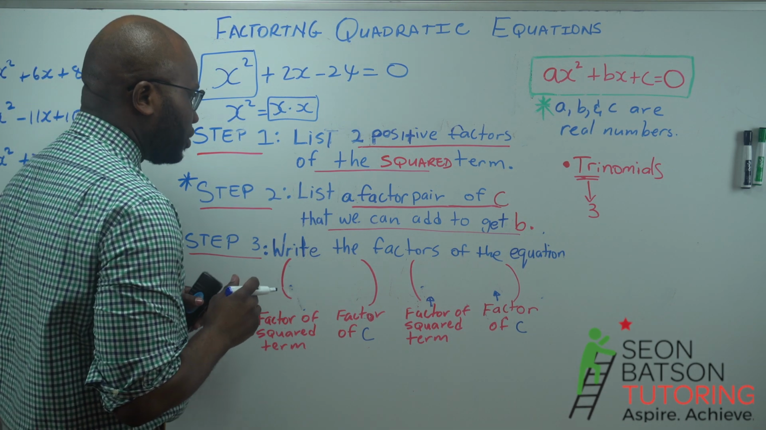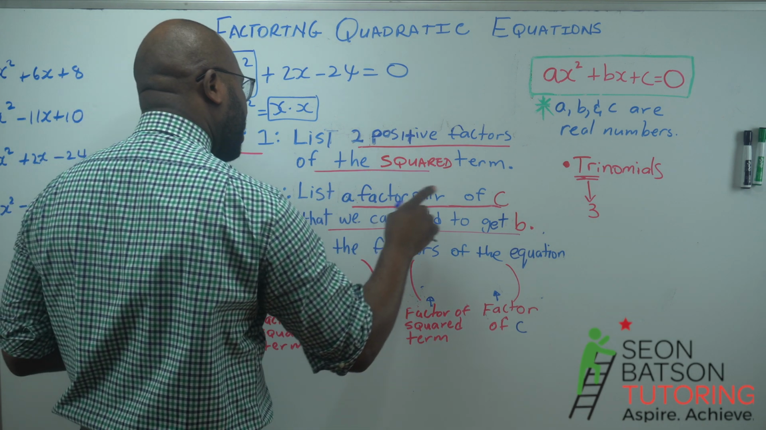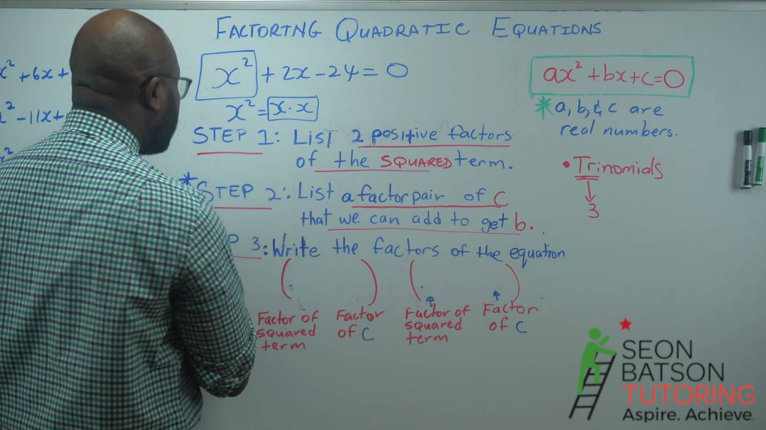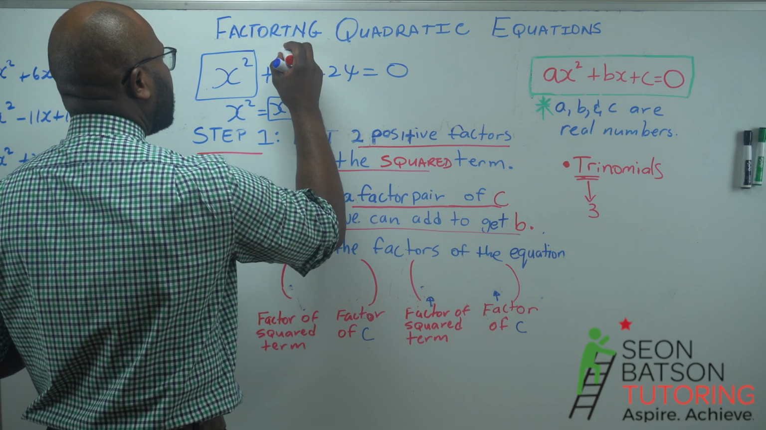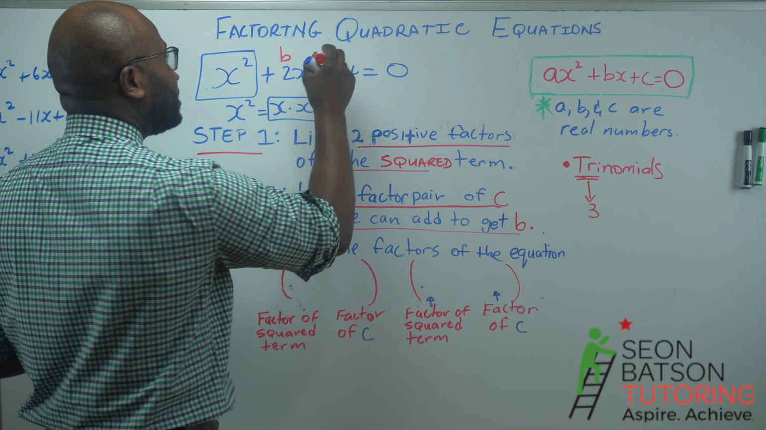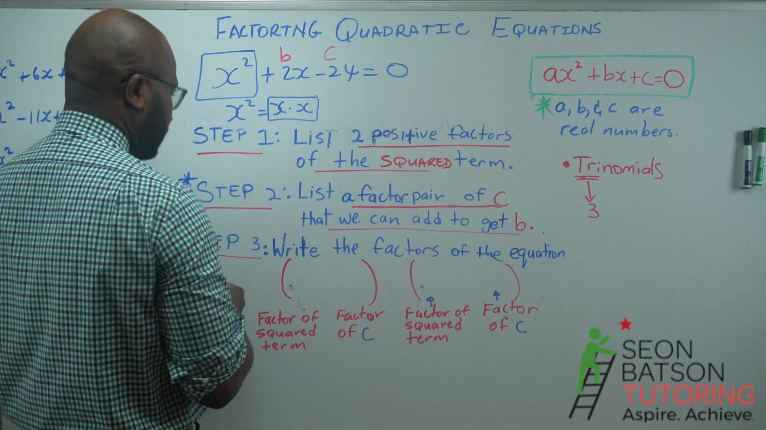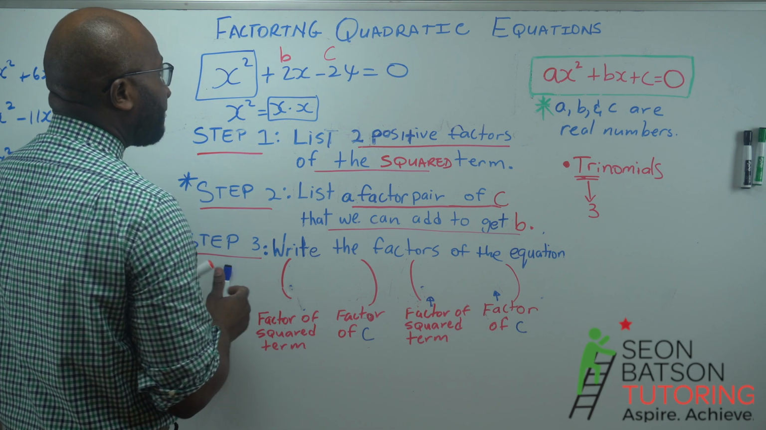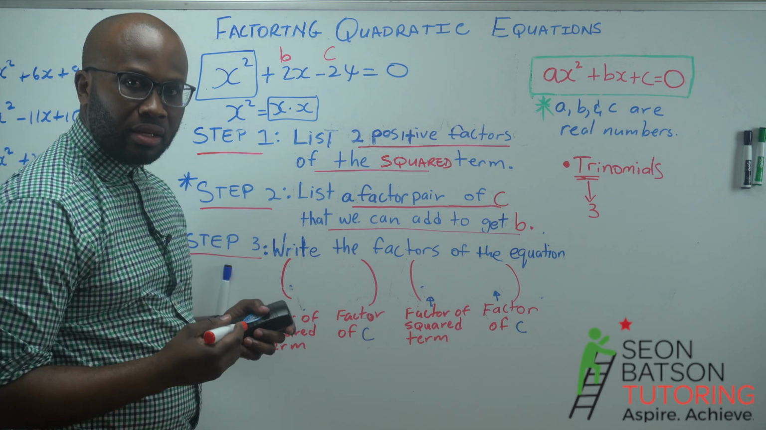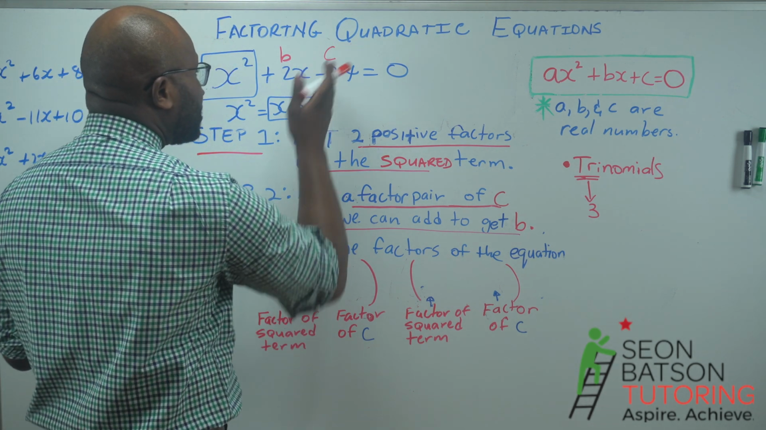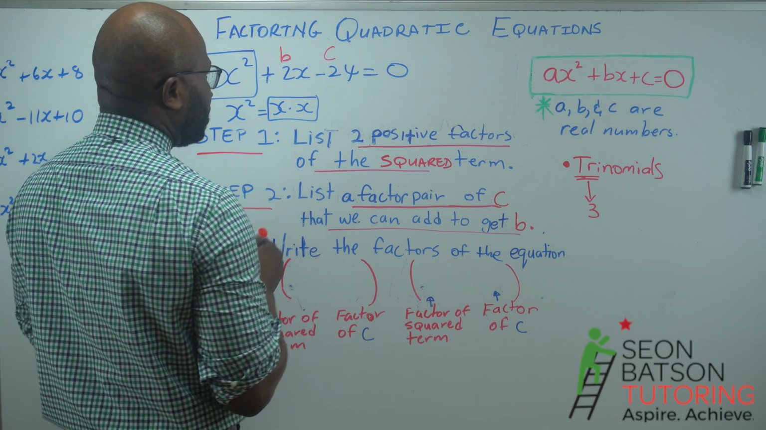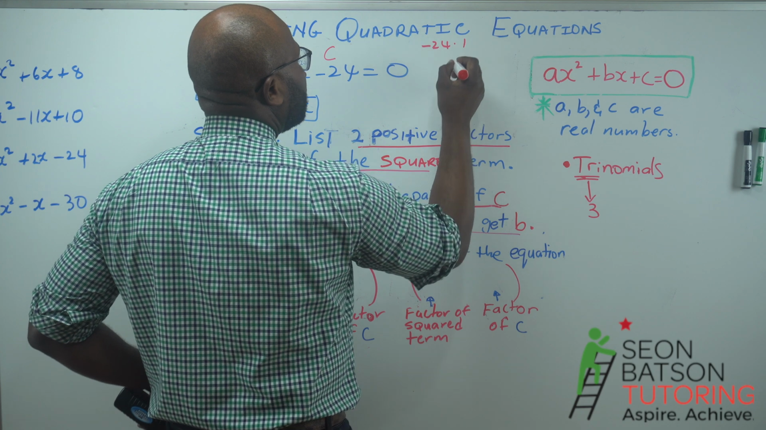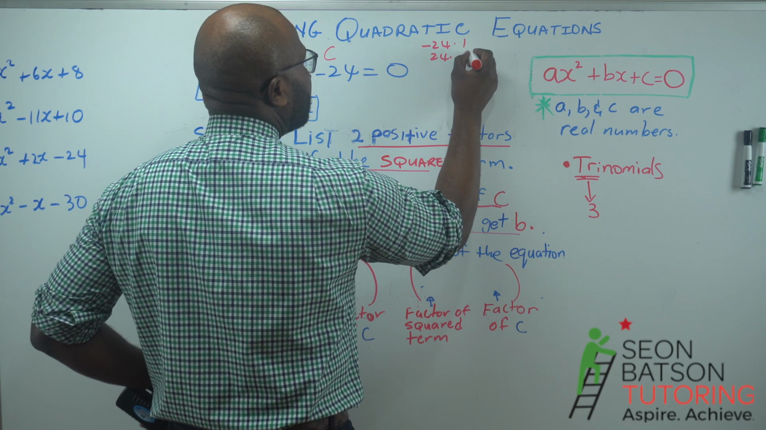Step 2, we have to what? List a factor pair of c that we can add to get b. In this example, b is positive 2, yeah? And c is negative 24. So we have to list two factors of negative 24 that we can add to get positive 2. So let's first list a few factor pairs of negative 24. We know we can use what? We can use negative 24 and 1, or 24 times negative 1.